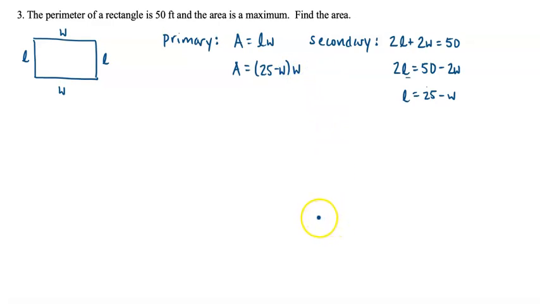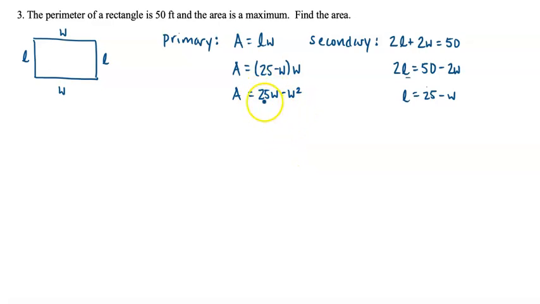times the width. Now I want to take the derivative of this. If I take the derivative of this as is, I'm going to need to use the product rule because I've got the product of 25 minus W and W. But I don't have to do that. If I just distribute this W first, let's see what happens. I get A is equal to 25W minus W squared. Doesn't that make our lives a whole lot easier?